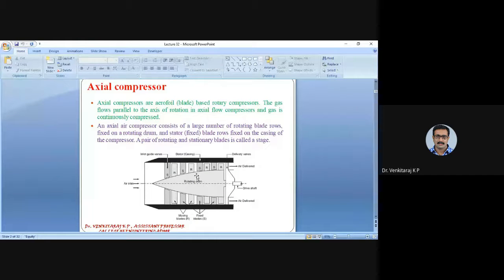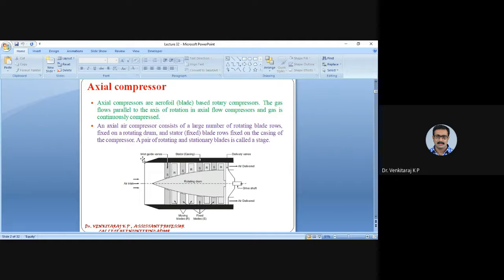So covering this rotating drum or rotor, there is a casing. And on this casing, you can see the inner wall of the casing, we have these stator blades fixed, right? So we have a combination of stator and rotor like this. Here a stator blade, and after that a rotor blade. The stator blades are fixed on the casing, which is stationary.